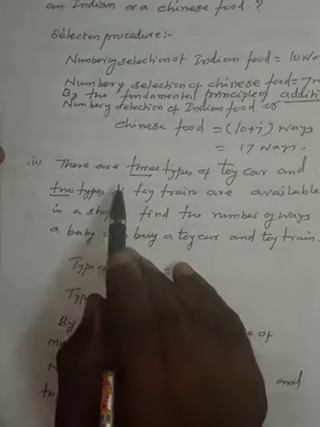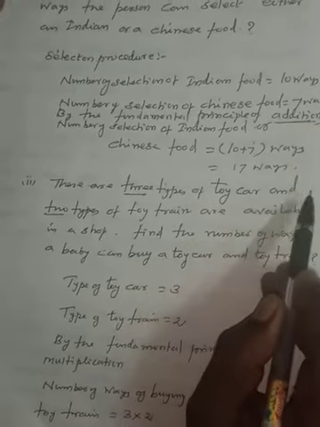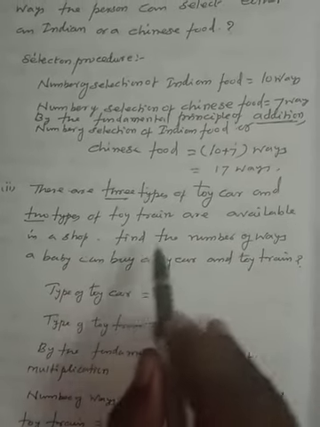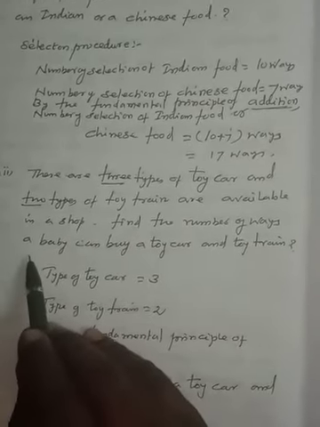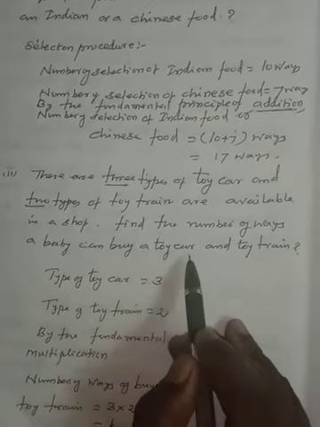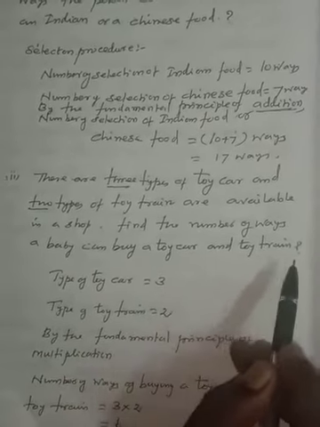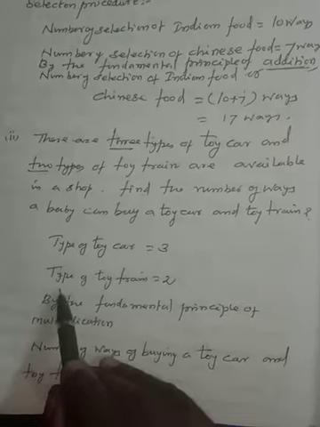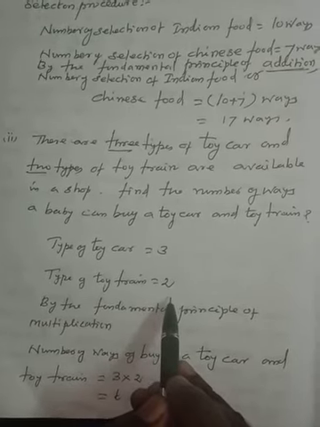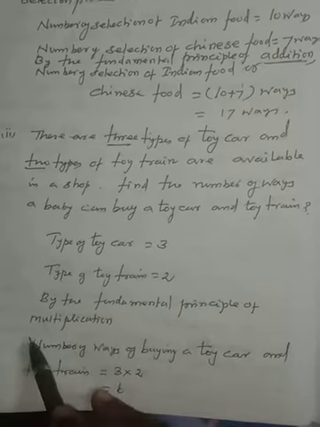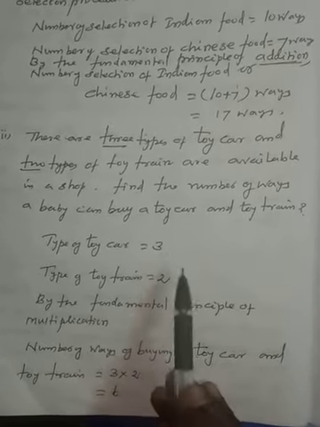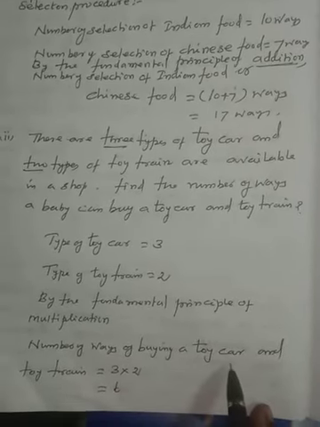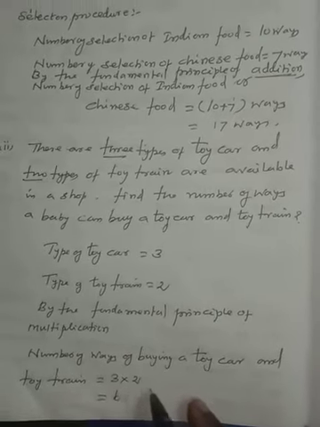Problem number 2. There are 3 types of toy car and 2 types of toy train available in a shop. Find the number of ways the baby can buy a toy car and a toy train. The types of toy car is 3, and the types of toy train is 2. By the fundamental principle of multiplication, m cross n ways is the answer. So the number of ways of buying a toy car and a toy train is 3 cross 2, which is 6.